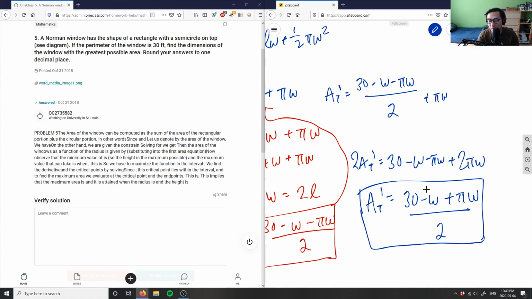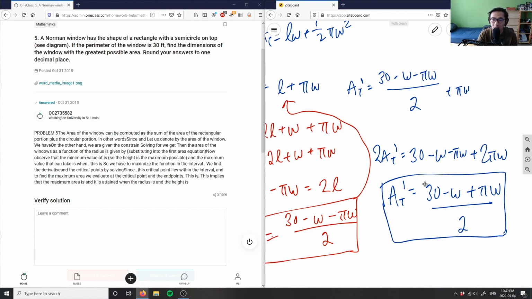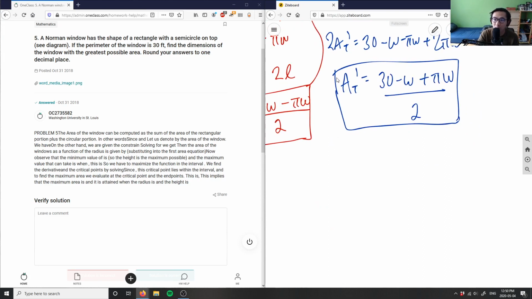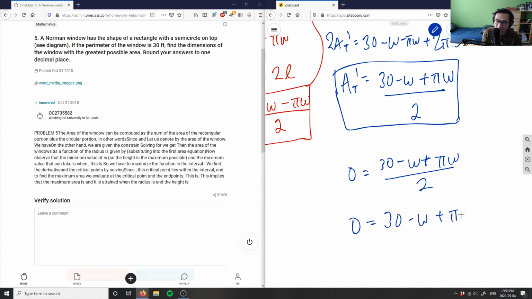So this would be another formula. What I can do is set my area derivative to 0. If I set it to 0, I can solve for my critical point. So if I set A prime to 0, I can solve for my width. I'm solving for the critical points, which are both the maximum and the minimum points, because it's telling us to maximize our area, right? So if I set it to 0, I'm going to get 30 minus w plus pi w, all over 2. I can simply put 0 here: 30 minus w plus pi w.